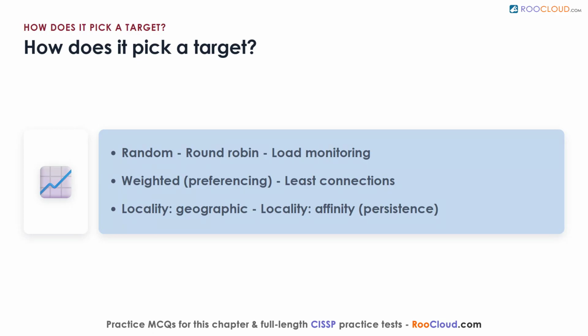Locality by geography picks the closest destination, while locality by affinity keeps returning a client to the same server it used before for a consistent experience. Picture a head waiter seating guests, sometimes by the next open table, sometimes by which section is quietest, and sometimes by sending regulars back to their favorite booth.